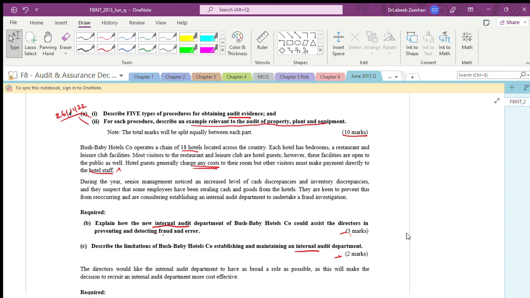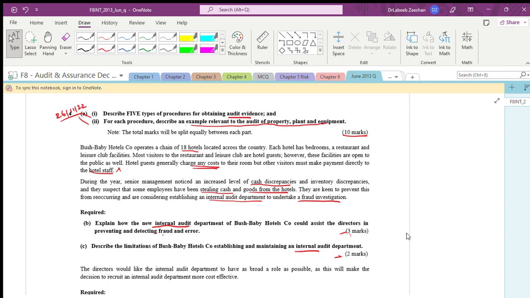During the year, senior management noticed an increased level of cash discrepancies and inventory discrepancies, and they suspect that some employees have been stealing cash and goods from the hotel. They are keen to prevent this from recurring and are considering establishing an internal audit department. See, internal audit department does everything.